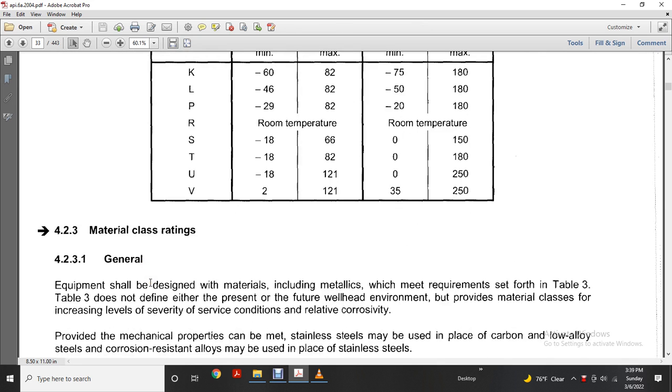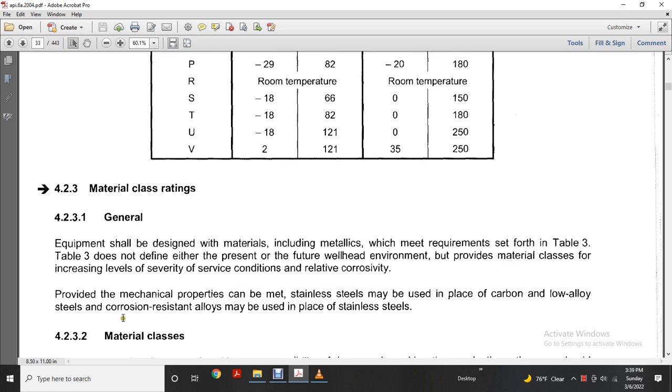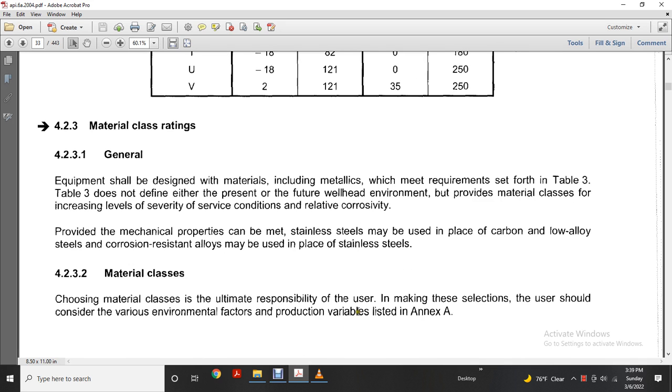Material class rating, general. Equipment shall be designed with the materials, including metallic, to meet the requirements set forth in Table 3, but Table 3 does not define the well environment. It provides material classes for the increasing level of the severity of the service condition relative to corrosivity. Provided with the mechanical property, stainless steel may be used in place of carbon low alloy steel, and corrosion resistant alloys may be used in place of stainless steel.